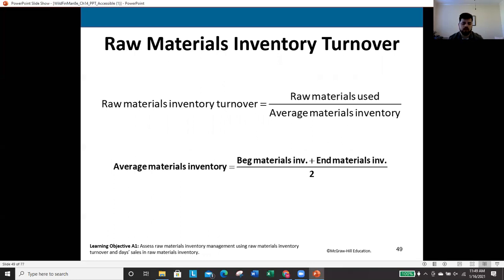So the first one here is raw materials inventory turnover. This is simply raw materials used divided by average materials inventory. And at this point, you may say, well, how on earth do I calculate average materials inventory? And thankfully for us, they include that right below. This is beginning materials inventory plus ending divided by 2.